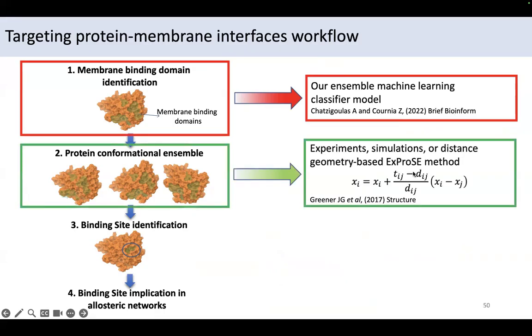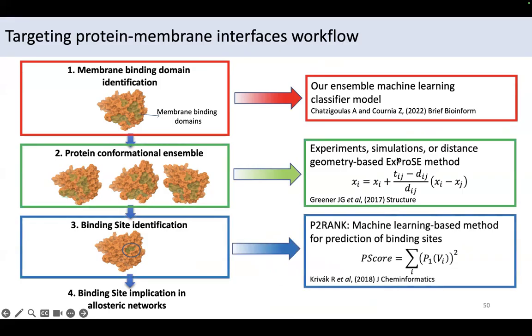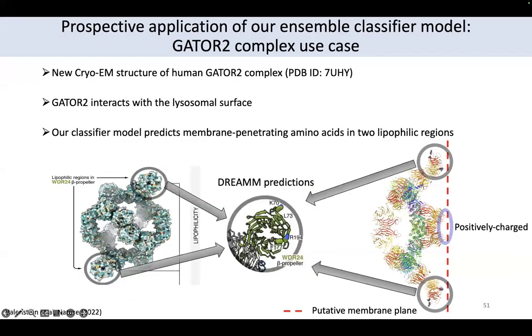To generate the conformational ensemble, we used XProZ, and to generate the binding sites, we use another algorithm called P2Rank. This web server was used in prospective applications by different groups, for example a group from MIT. They had proteins with unknown membrane binding interfaces, and because the protein was huge, they couldn't do residue-based mutagenesis to mutate all the possible residues to find which ones bind on the membrane. For that, they used DREAM.